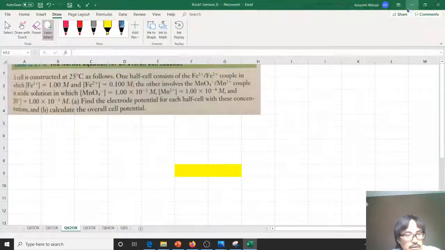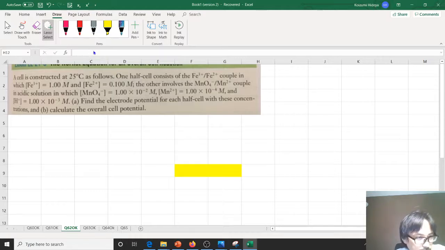Alright, so let's do question 62. Question 62 has a two-part problem: find the electrode potential for each one of these half-cells. So let's do that one.